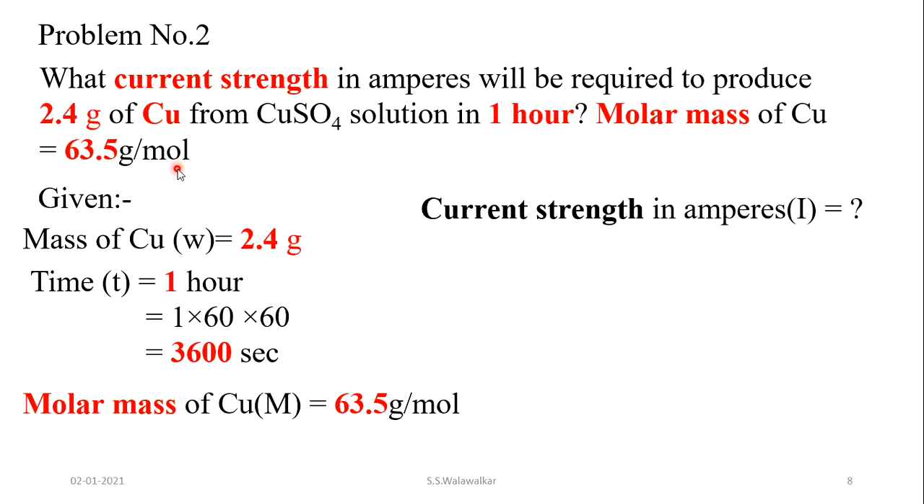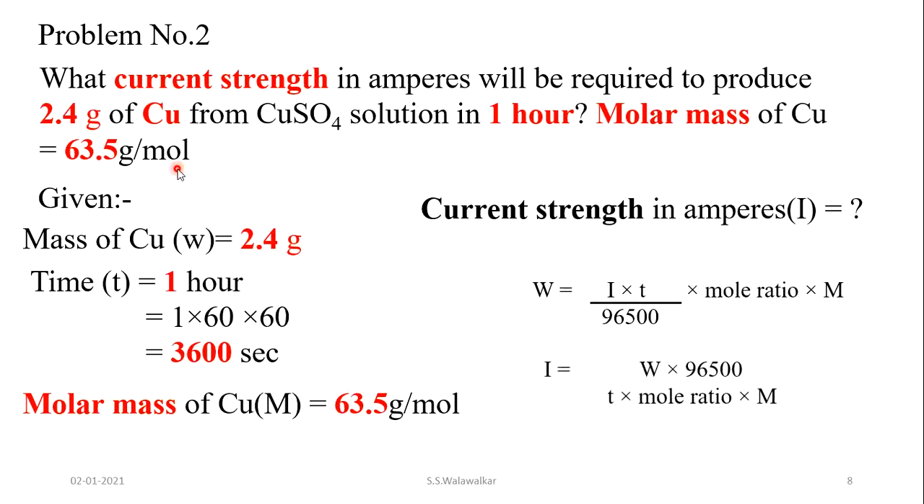Now what do you have to calculate? Current strength in amperes, that is I. And for that you have to use this formula: W is equal to I into T divided by 96,500 into mole ratio into molar mass. So rearrange this equation. Therefore I is equal to W into 96,500 divided by T into mole ratio into molar mass.